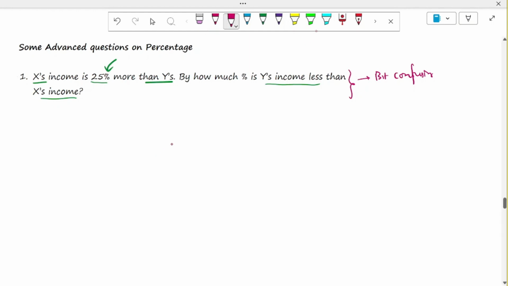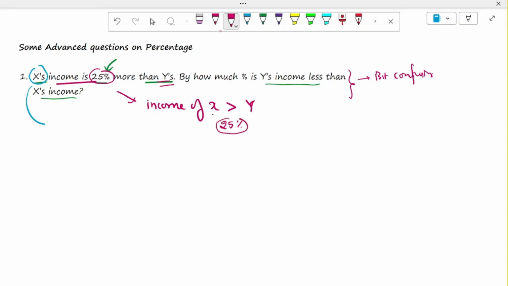Now what we will do is consider the income of X. Let the income of X be something like 100. We'll not go this way. We'll try to consider the income of Y first, because the income of X is 25% more than Y. Here it is clear that the income of X is greater than Y, and it is greater by 25%. That's why we'll set the income of Y first.